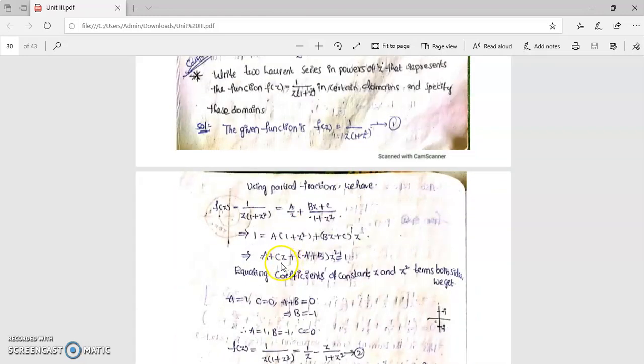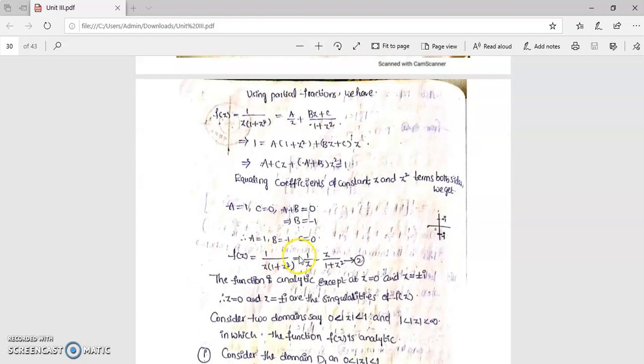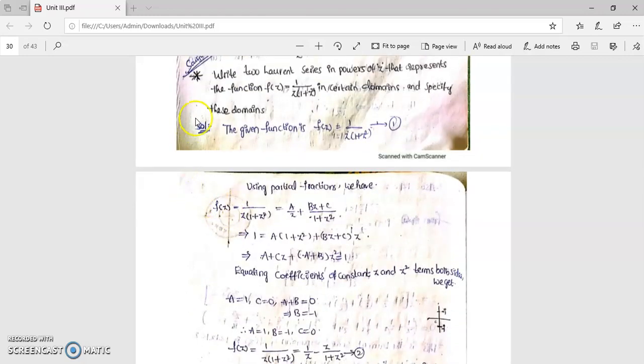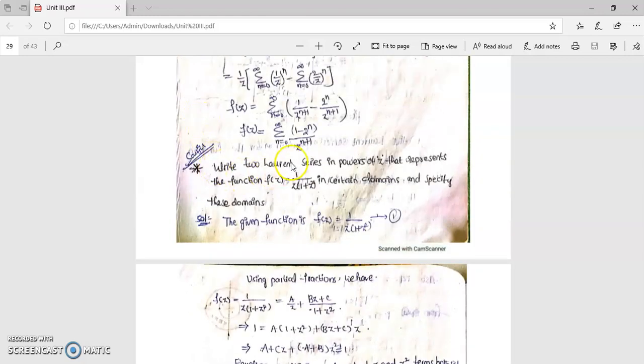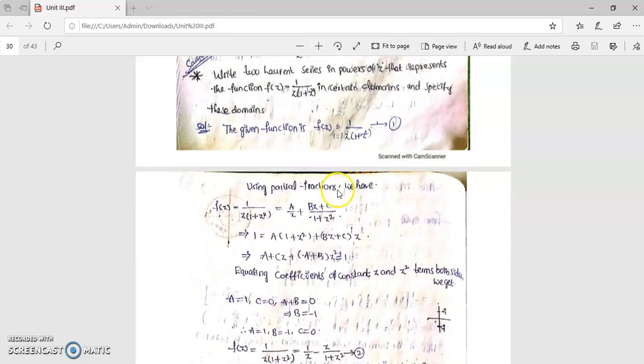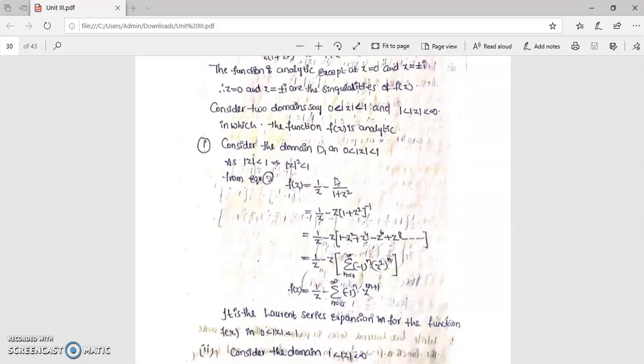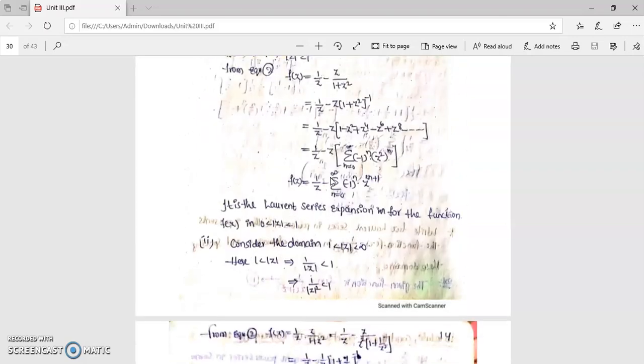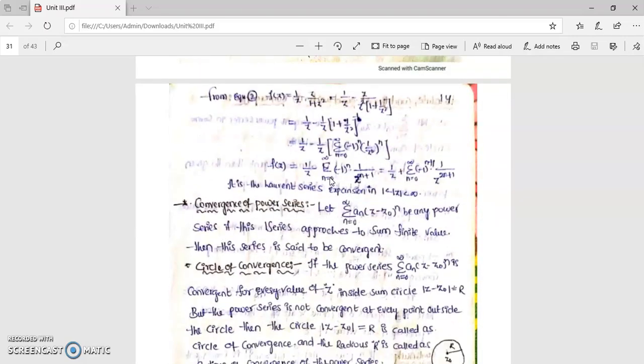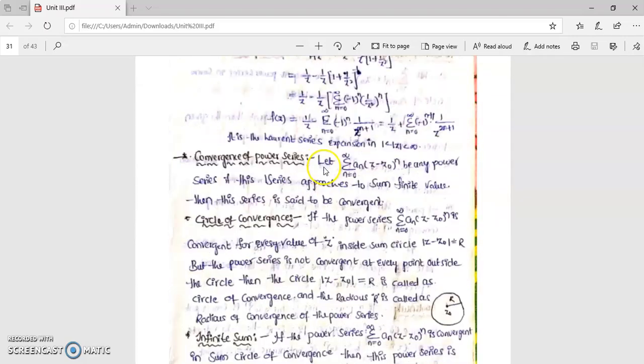And for the second problem, expand like this in the given domains. Write the Laurent series expansions. The function is 1/(z(1+z^2)) in certain domains. So this is a simple problem, we can do.